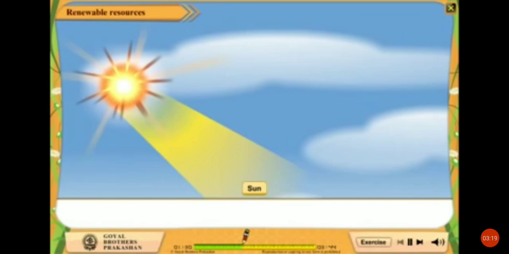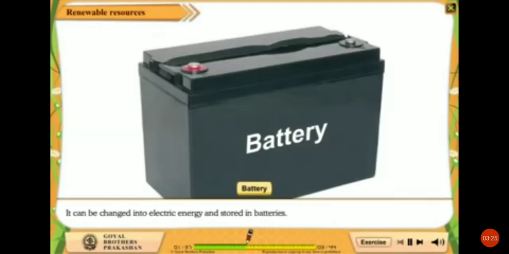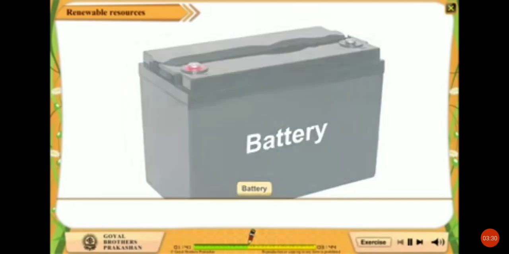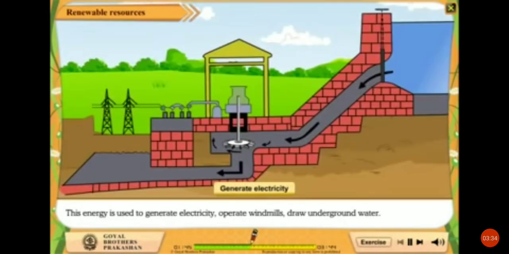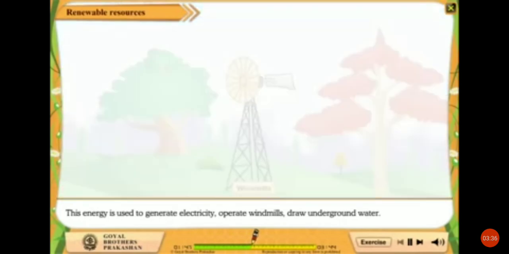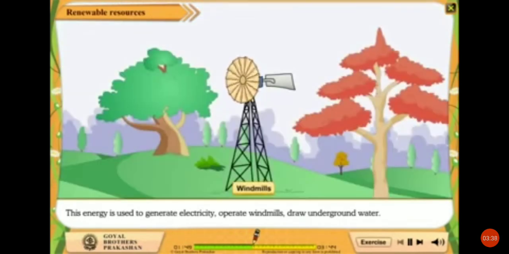Among renewable resources, the sun is one of them. The energy we get from the sun is called solar energy. It can be changed into electric energy and stored in batteries. Next is wind. This energy is used to generate electricity, operate windmills, and draw underground water.